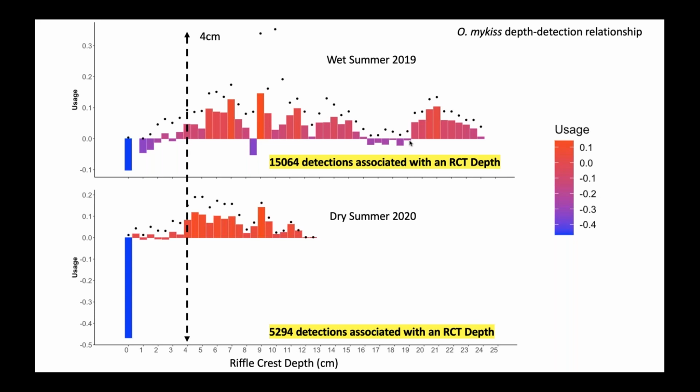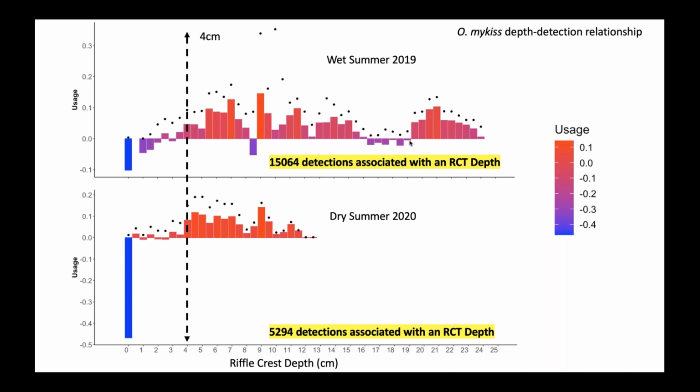So in 2019, we got 15,000 detections of salmonids, in this case Oncorhynchus mykiss, that were associated with a specific RCT depth. And in 2020, we have 5,294 detections, so quite a few less. But what was striking to me was that in both these very different hydraulic years, the increase in movement occurred at nearly the same depths.